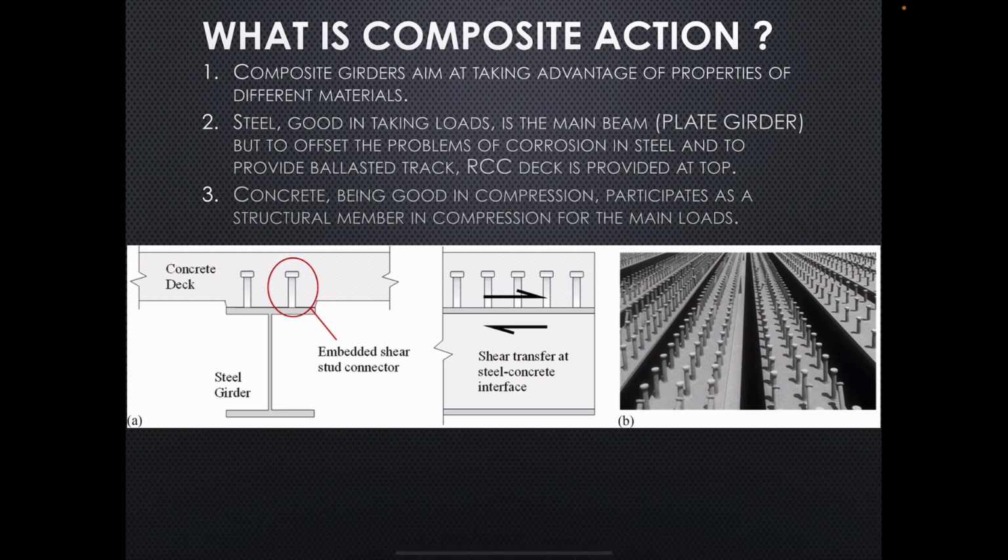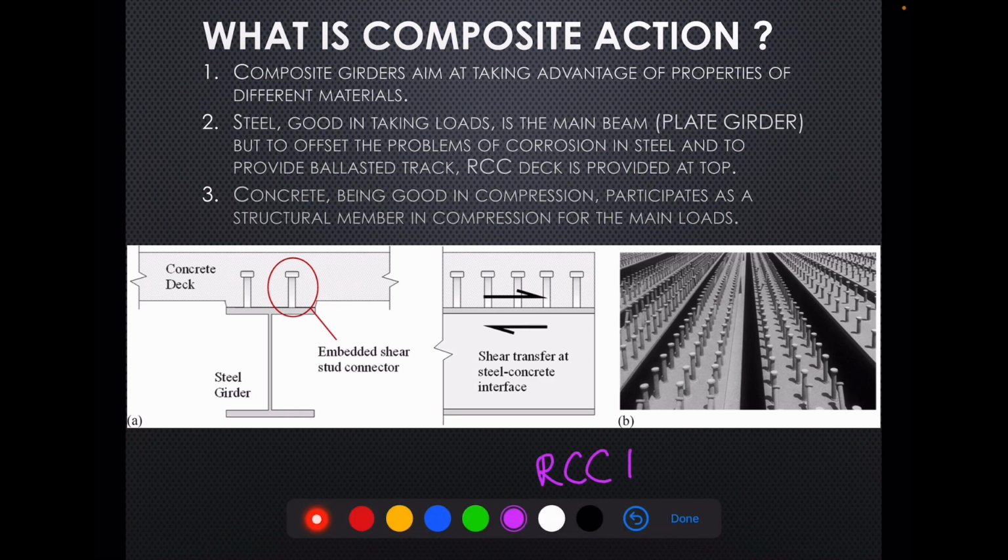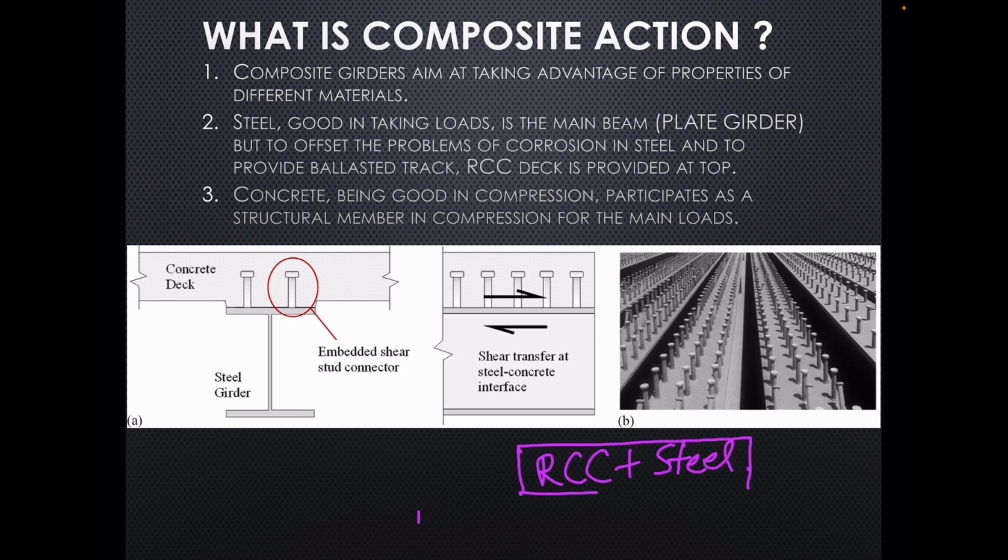Now, before going into intricacies of composite steel plate girder, let's understand what composite means here. Here, composite means combined, achieving combined action of RCC and steel for mitigation of the loads and forces which are coming from train to the girders.